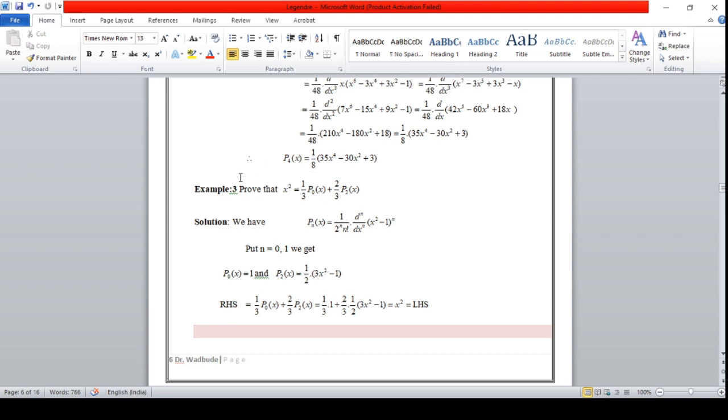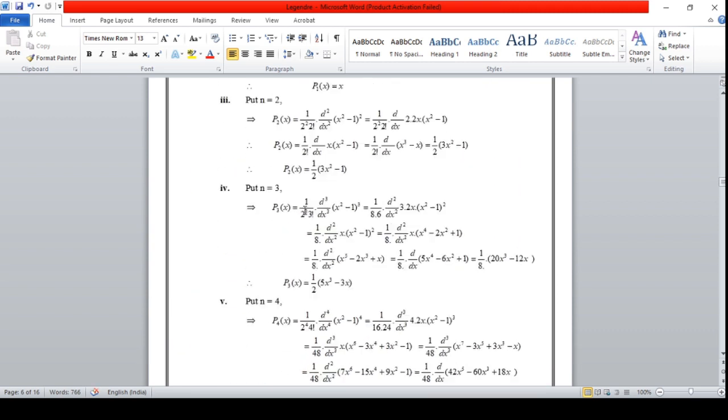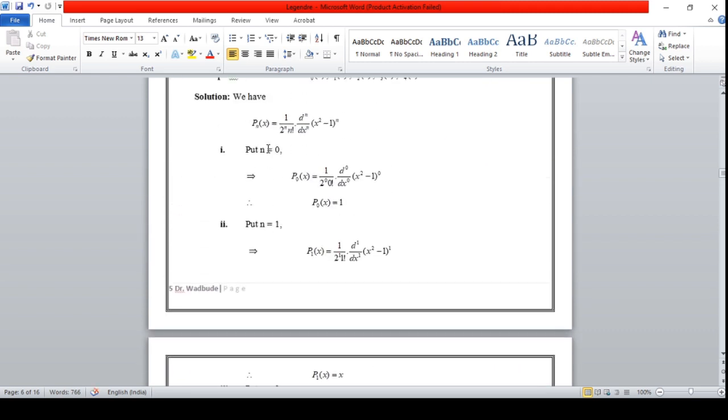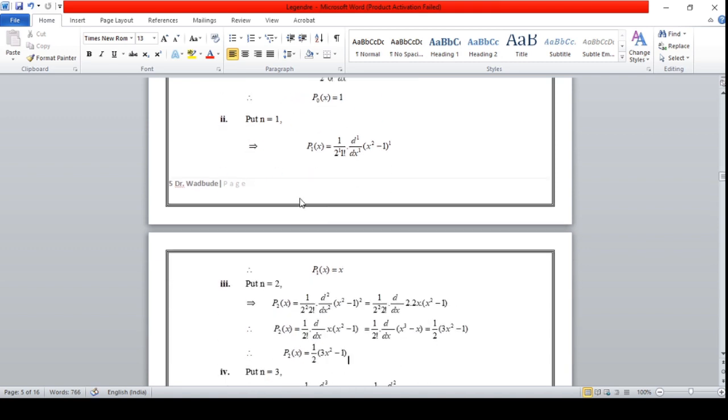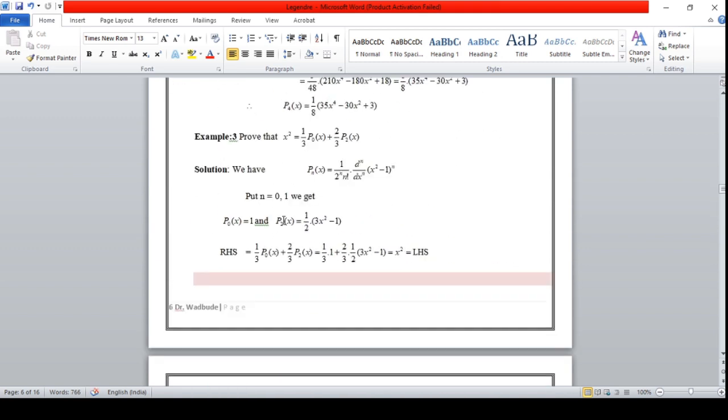Next example is, prove that x square is equal to 1 upon 3 P0(x) plus 2 upon 3 P2(x). We have the Rodrigues formula. Put n is equal to 0 and 2, which gives P0 and P2. The value of P0 is 1 and the value of P2 is x. Substitute here the values of P0 and P2, we get x square.